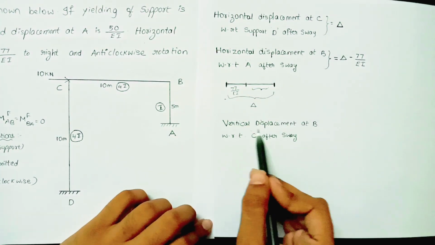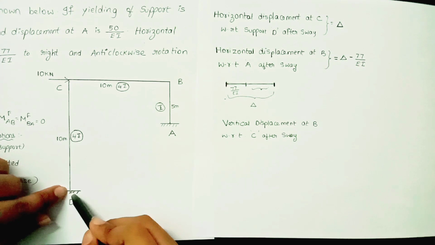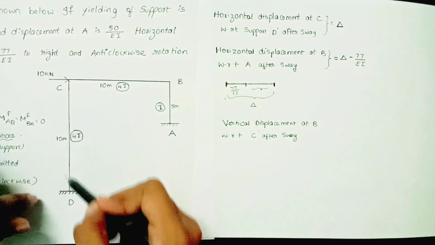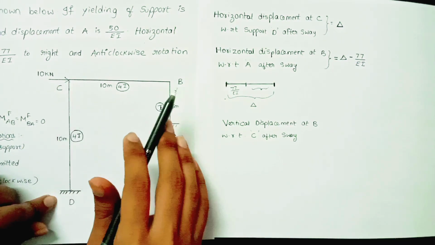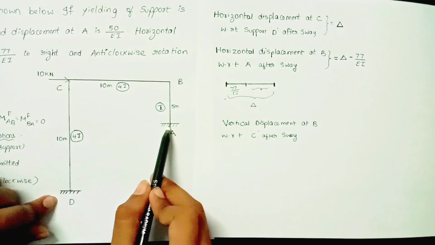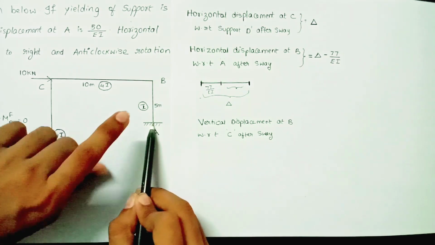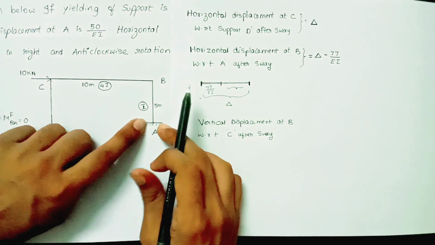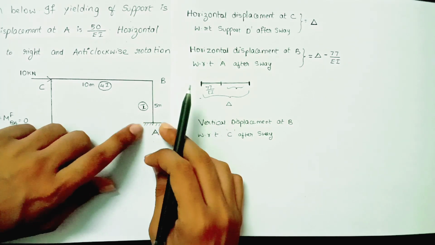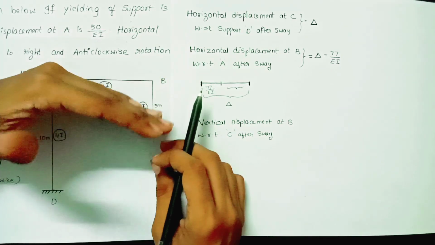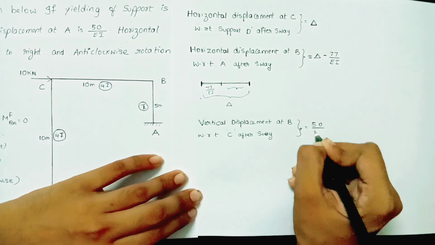Now coming to the vertical displacement at B. There is no vertical displacement at support D. So we can say that at C also there won't be any vertical displacement, but there is vertical displacement at A. This support is displaced downward by an amount of 50 by EI. If this is displaced by 50 by EI, then the joint B also displaces downward. So the same amount will be written here, 50 by EI.